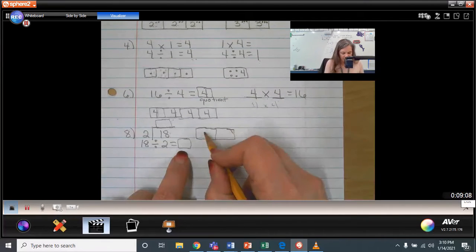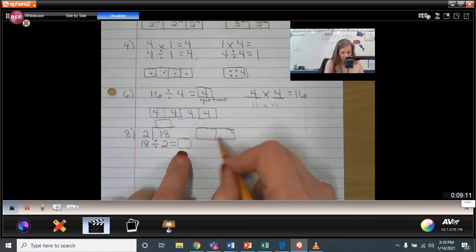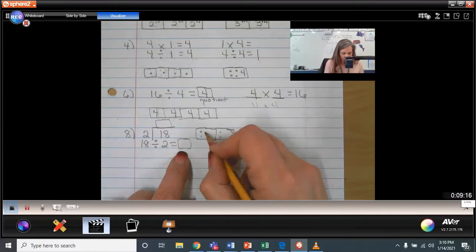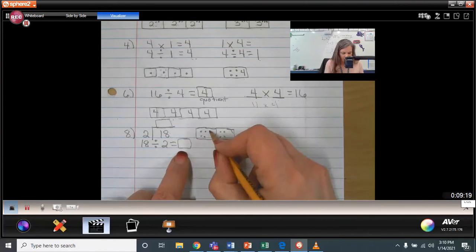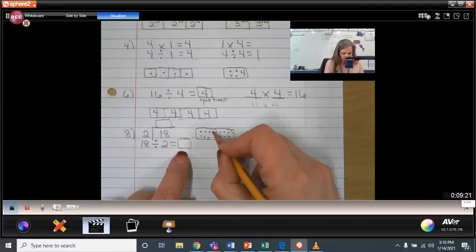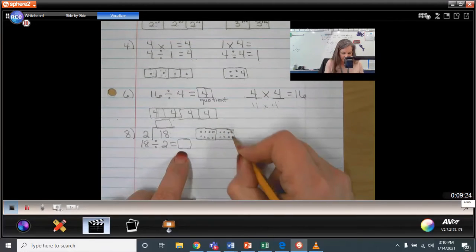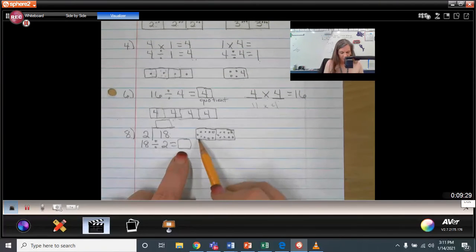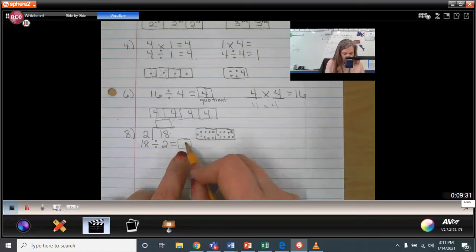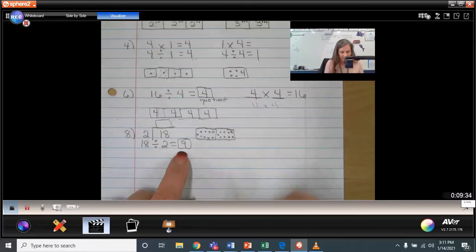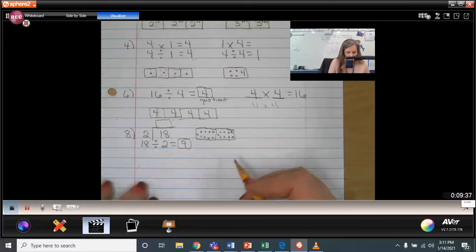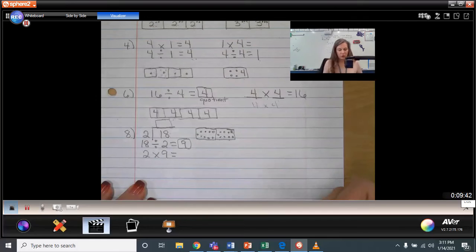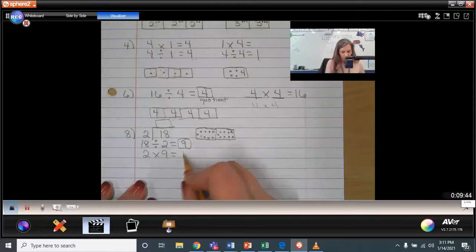So if I were to take these 18 and put them equally into my 2 groups, I'd have 1, 2, 3, 4, 5, 6, 7, 8, 9, 10, 11, 12, 13, 14, 15, 16, 17, and 18. So if you see here, I have 9 in the first group and 9 in the second group. So I have 2 groups of 9. I can check my division by using multiplication.